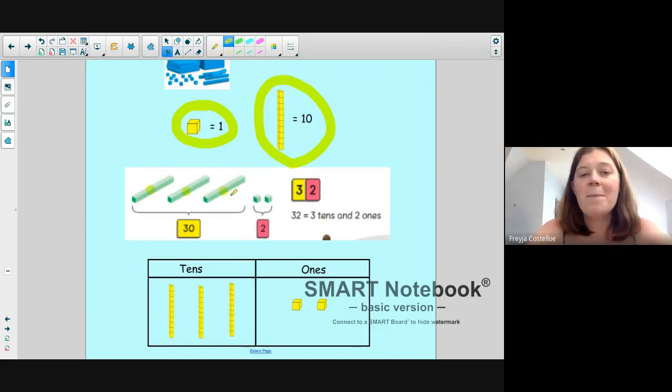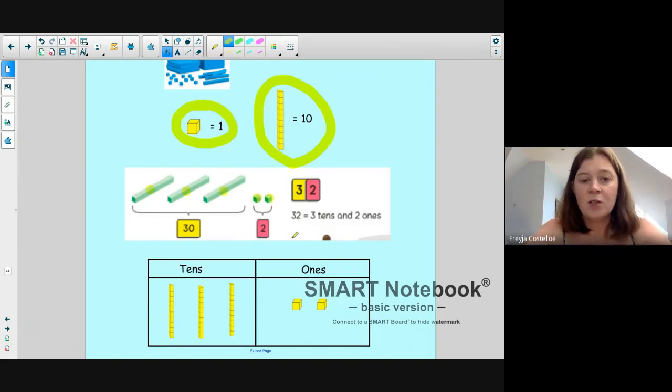And then how many ones do we have? Remember, when we're talking about ones, it doesn't just mean one thing. It means individual amounts that are not part of a big group, like a group of tens. So what are ones down here? We've got 2 ones. 1, 2.